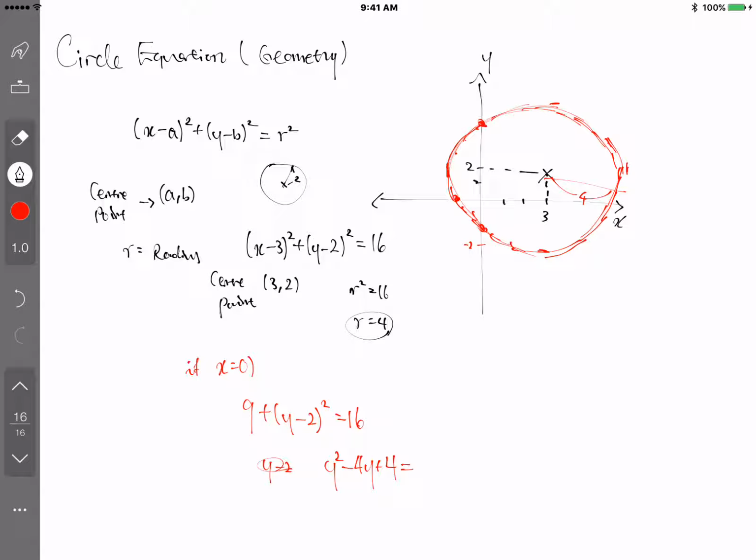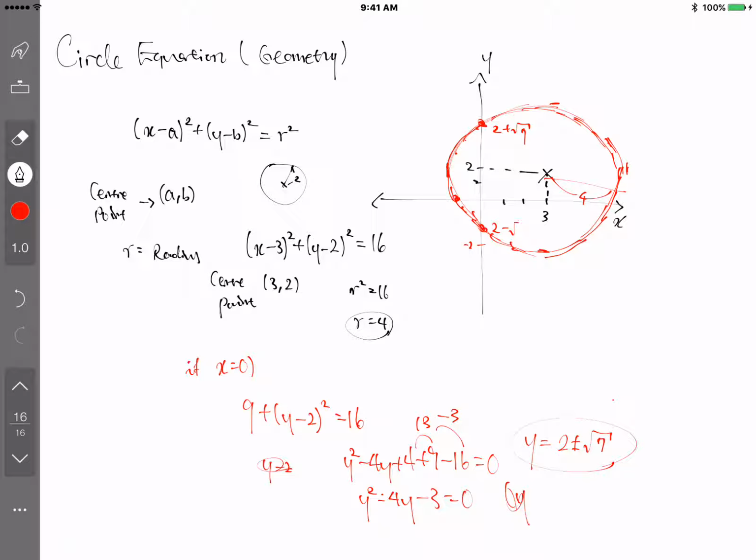Y squared minus 4y plus 4 plus 9 minus 16 equals 0. Finally, there we go. So y squared minus 4y, plus 13 minus 16 becomes negative 3, so y squared minus 4y minus 3 equals 0. I'm not quite sure if this is capable of being factorized, and I don't think it factorizes, but if you get the answer using the quadratic formula, you should get 2 plus or minus root 7 as the answer. This is going to be 2 plus root 7 and 2 minus root 7.